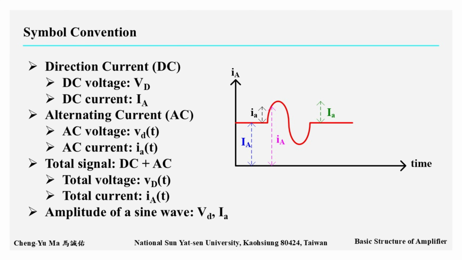Finally, using the current signal diagram as an example, the DC current is marked with uppercase I and uppercase A as the subscript. The AC current is marked with lowercase i and lowercase a as the subscript. The total current is marked with lowercase i and uppercase A as the subscript. The AC sine wave amplitude is marked with uppercase I and lowercase a as the subscript. These labels are provided to help you understand and remember the notation.